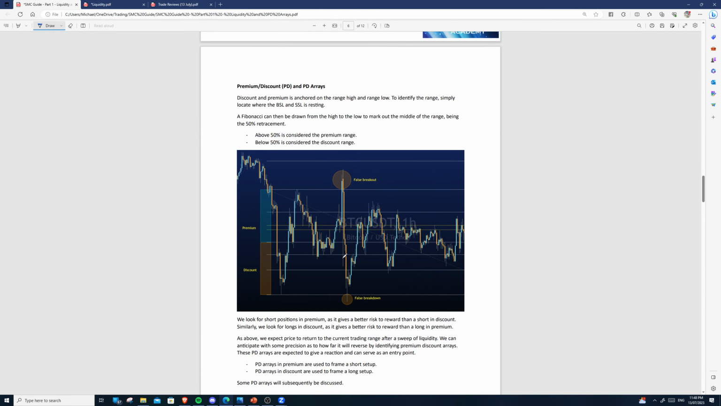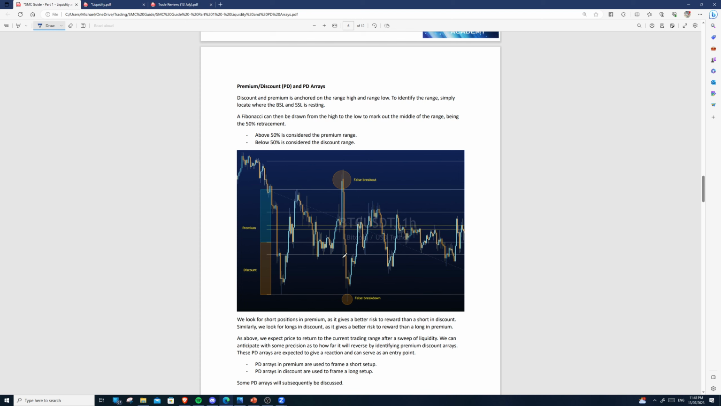So that's the gist of identifying liquidity. Now we'll look at premium discount and the arrays of the premium discount. We use those as entry points and to further analyze the price in terms of what it will do after sweeping liquidity. It's a pretty straightforward concept, premium discount.